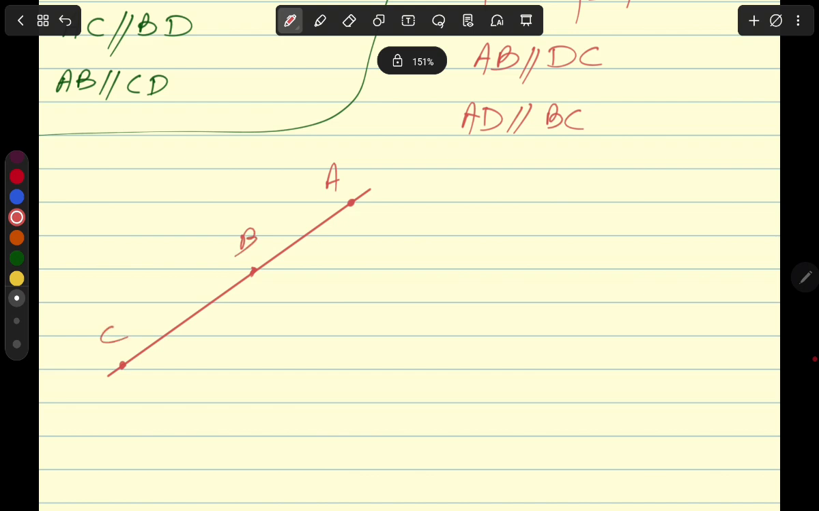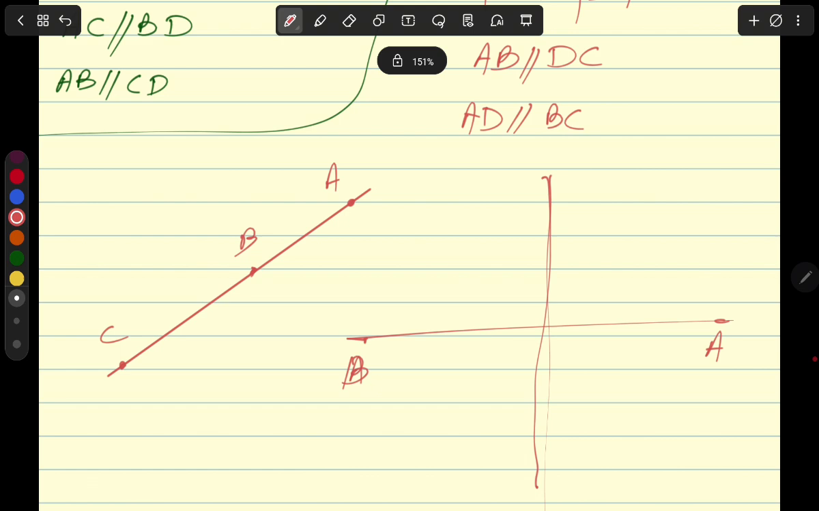Now, when 2 points are equidistant, then you have to think about perpendicular bisectors. So if this is A, this is B, and if there is a point which is equidistant from A and B, then the point must lie on the perpendicular bisector of A and B, right?